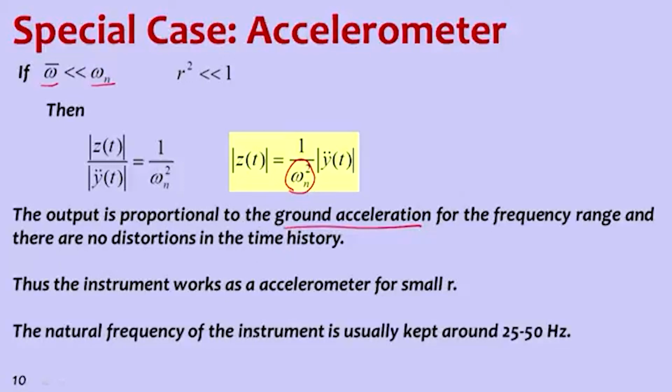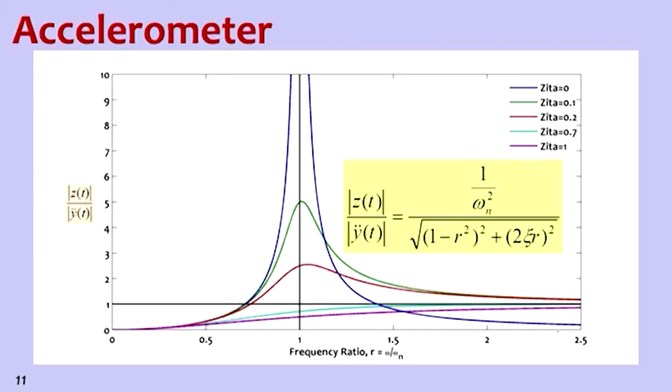So the natural frequency of the instrument is usually kept between 25 to 50 hertz to measure acceleration. So accelerometers will have this range. So if we plot that z curve, by double differentiating y, what we get is y double dot is equal to 1 by omega n square y.